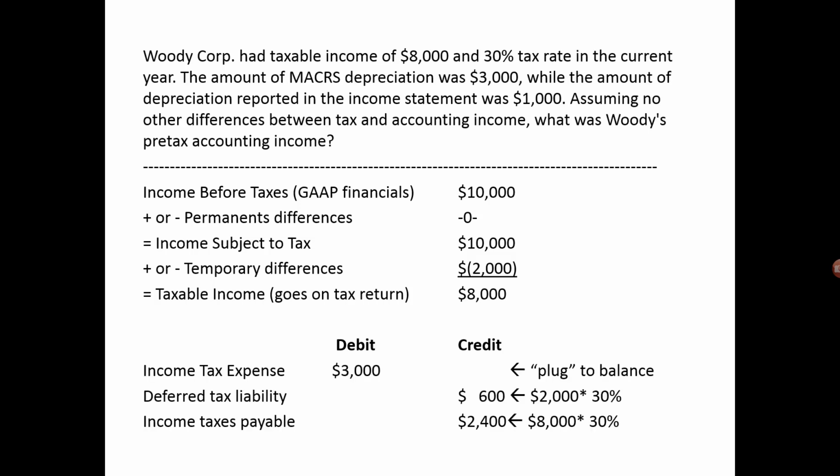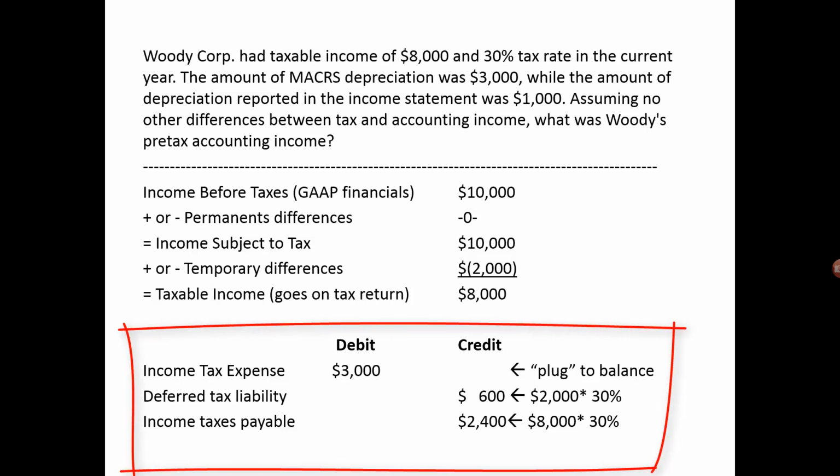So here's the journal entry for this. They didn't ask, but let's go ahead and do this as a way to start working our tax muscles. The income taxes payable is always taxable income times the current year rate. Here we're only given one rate, so the current and future rates are the same. We have a liability. We're eventually going to have to pay taxes on that full $10,000.